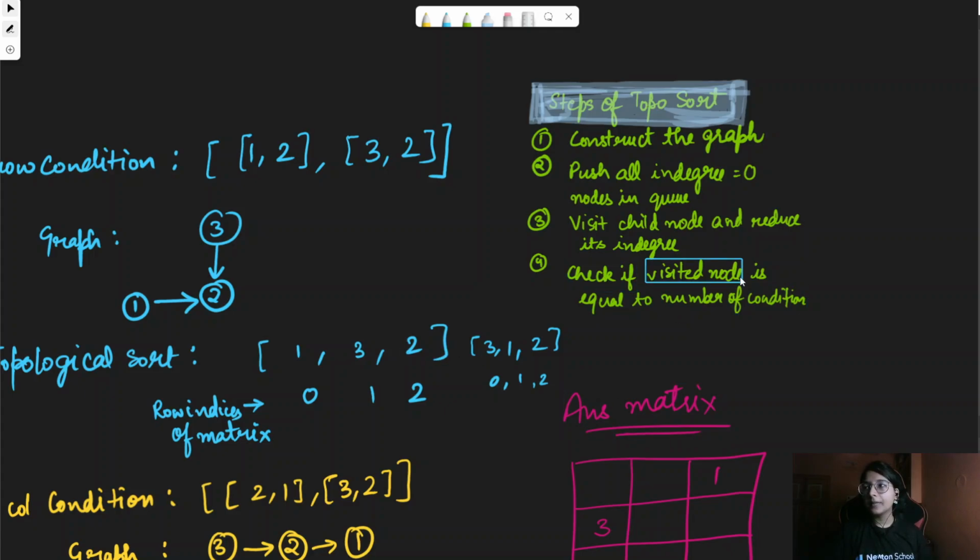Now comes the last part, that is, check if visited nodes is equal to the number of conditions. At this particular point, all the nodes would have been pushed and your loop would have exited. At that moment, we are required to check that whatever nodes were pushed into our vector, the size of that vector is equal to the number of unique nodes which we were having. Basically, here we have a condition that we have a total of k nodes, right? So if both are equal, then we would be returning this particular vector, else we would be returning an empty vector.